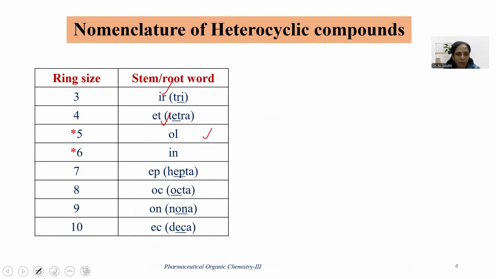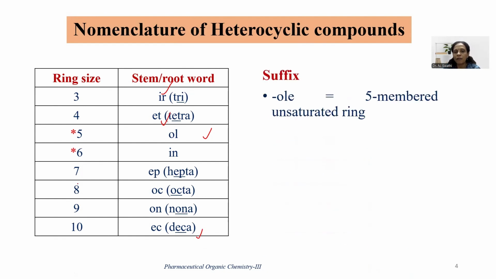And in case of a 6-membered ring, that should be indicated as in, 7-membered ring ep, 8-membered ring oc, 9-membered ring on, and 10-membered ring ec, which originates from deca as shown in the parenthesis. So that is how, depending on the ring size, whether it is a 3, 4, 5 or 6-membered ring, that corresponding word we have to write in the stem. Now let us discuss the suffix.